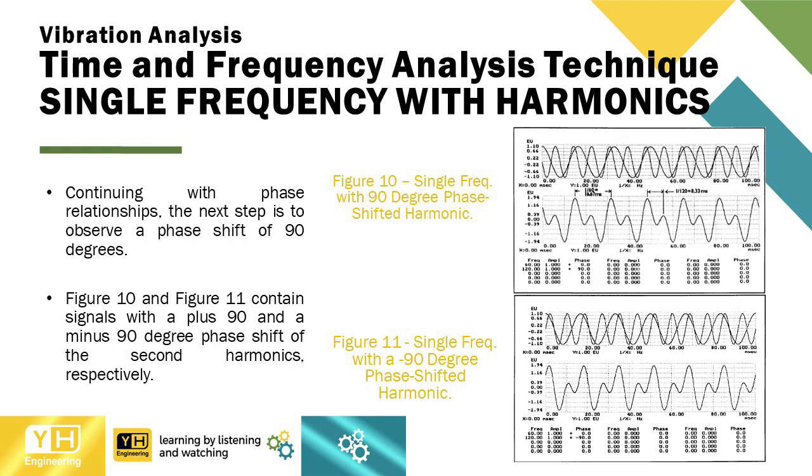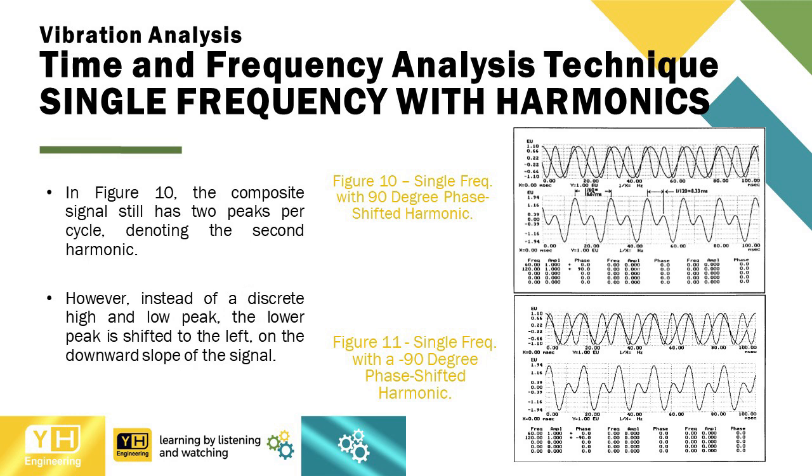Continuing with phase relationships, the next step is to observe a phase shift of 90 degrees. Figure 10 and Figure 11 contain signals with a plus 90 and a minus 90 degree phase shift of the second harmonics, respectively. In Figure 10, the composite signal still has two peaks per cycle, denoting the second harmonic. However, instead of a discrete high and low peak, the lower peak is shifted to the left, on the downward slope of the signal.